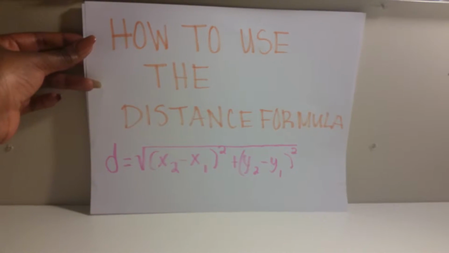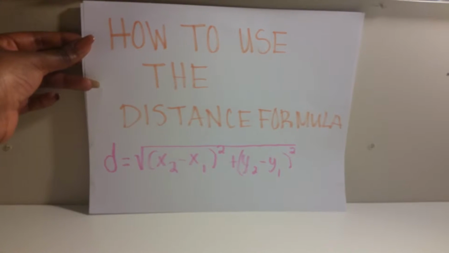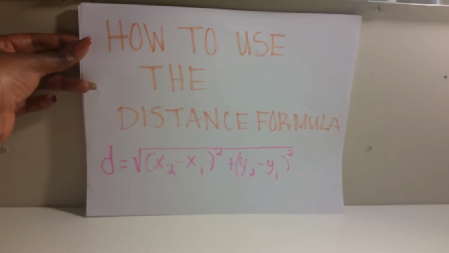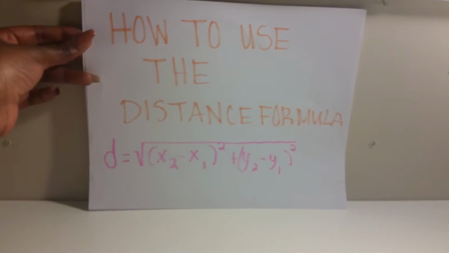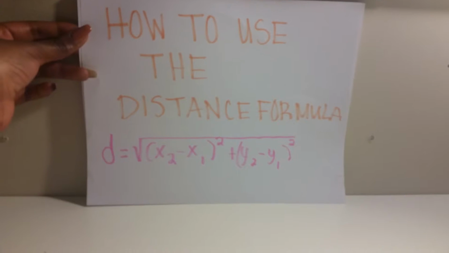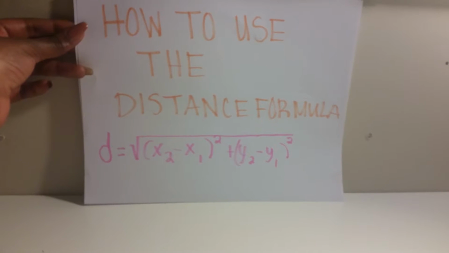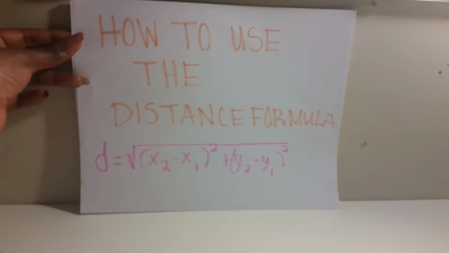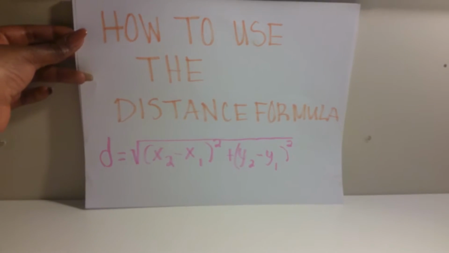So the first point I gave to you guys was (5, 2). In this case, x will be 5 and y will be 2. And since this is the first point, the 5 will be x1 and the 2 will be y1. The second point is (5, 3). And 5 is the x and 3 is the y. Therefore, 5 will be x2 and y2 will be 3. Okay, so we will plug these variables into the equation.